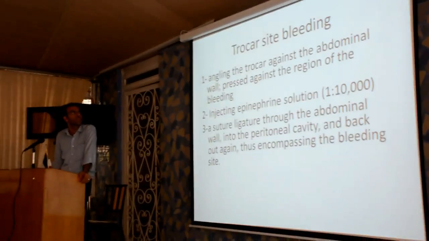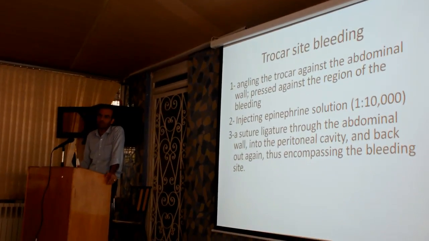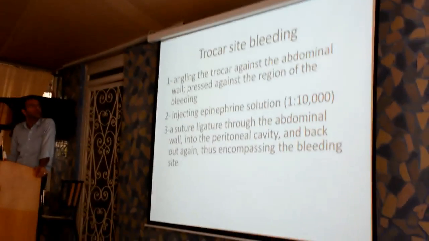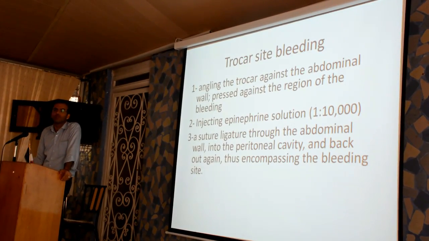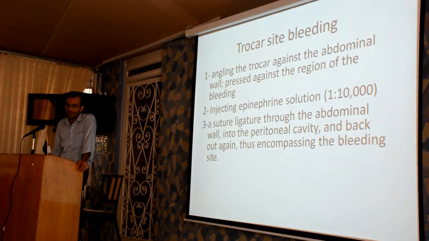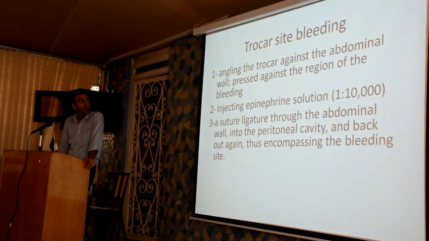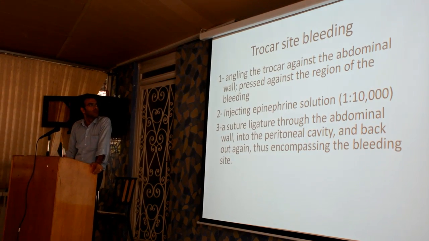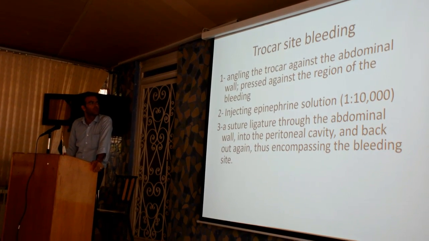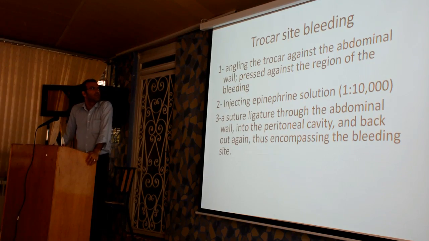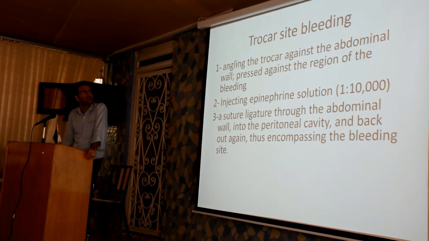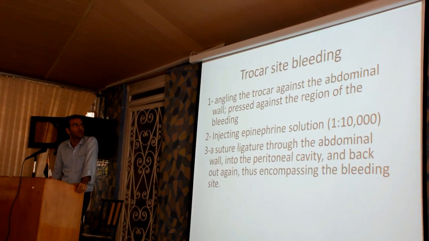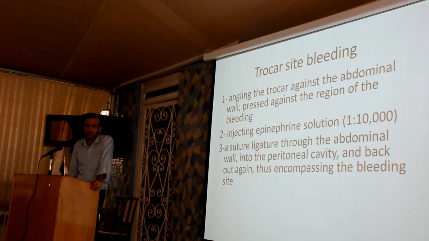Because of the cholecystectomy, bleeding is a complication. A site of bleeding may be the trocar site. To correct the bleeding, angle the trocar against the abdominal wall and press against the region of the bleeding.